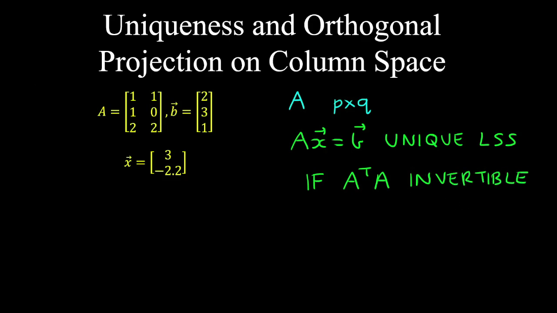So recall the normal system associated with this linear system was A transpose by A by X is equal to A transpose B. And therefore, if the inverse of this resulting matrix exists, then this least squares solution is unique.